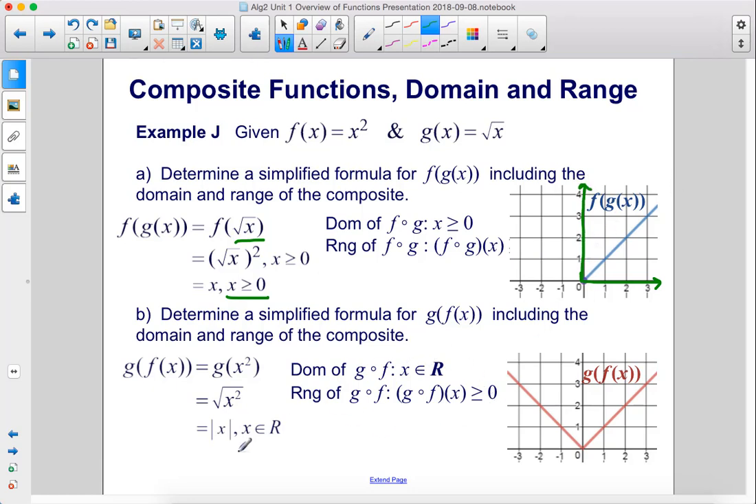Down here, we have the answer is the absolute value of x, where x could have been positive or negative, so it looks like this. The domain is going to be all real numbers, and the range will be all numbers greater than or equal to 0.